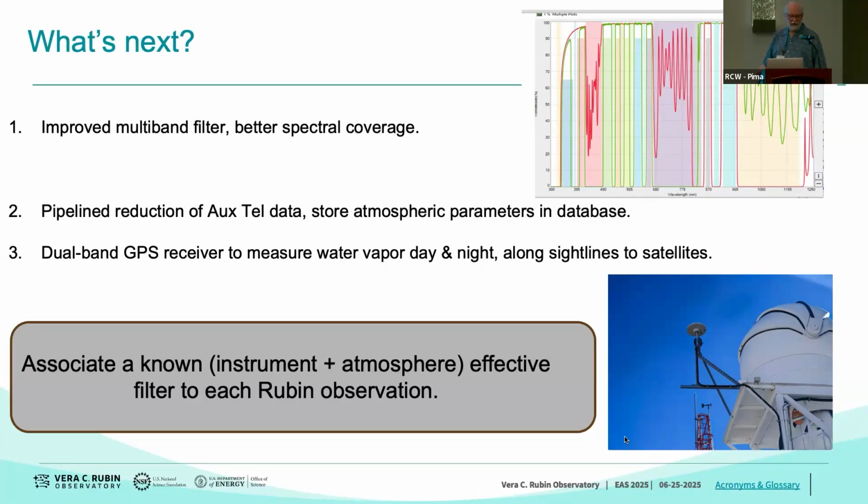We're in the process of installing pipeline reduction of the Auxtel data to extract these summary atmospheric parameters. And I'll show you some slides from Michael Woodvasey here in a second about using dual band GPS receivers to measure the water vapor content day and night along various sight lines. And so the goal here, like Eli said, is to be able to attach to every single Rubin visit, not only the instrumental throughput, but also the throughput through the atmosphere that's pertinent to that particular observation.